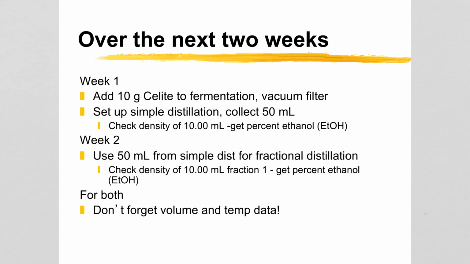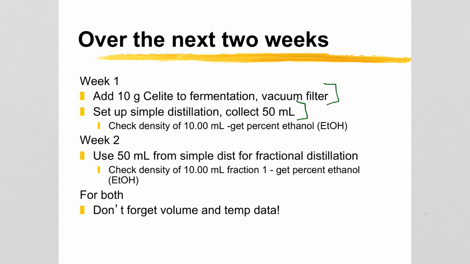So here's what we're going to be doing over the next couple of weeks. In week 1, that being this week, we're going to add about 10 grams of Sea-Lite to your fermentation, and you'll swirl it around to get it mixed up, and then you'll vacuum filter it. And that is something that you're working in groups. One of you should go ahead and start that as soon as you get started in the lab, because it does take a while to get that filtered. Then while that's filtering, you can be setting up your simple distillation.